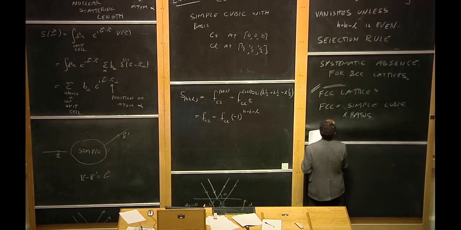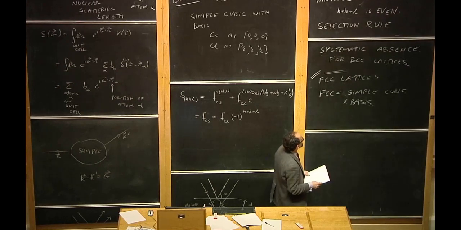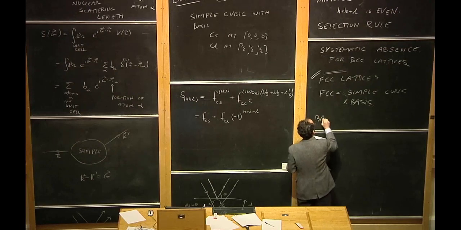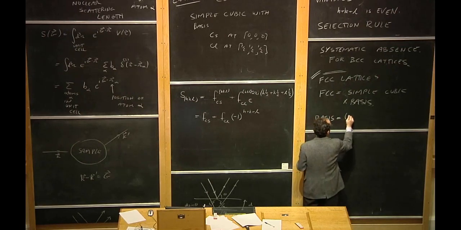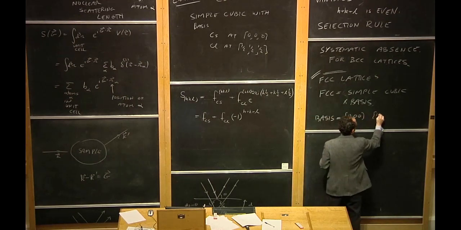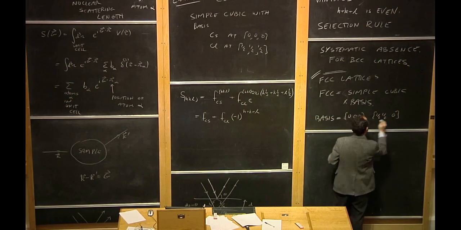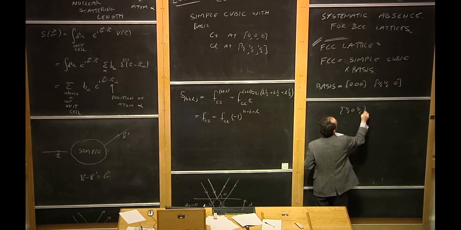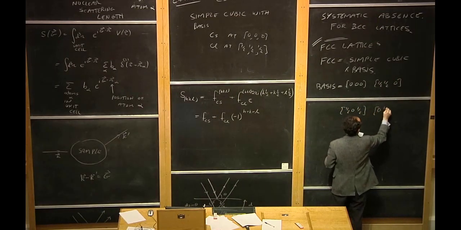All right, back to FCC. We can think of it as simple cubic with a basis, where the basis equals (0, 0, 0), (0, 1/2, 1/2), (1/2, 0, 1/2), and (1/2, 1/2, 0).